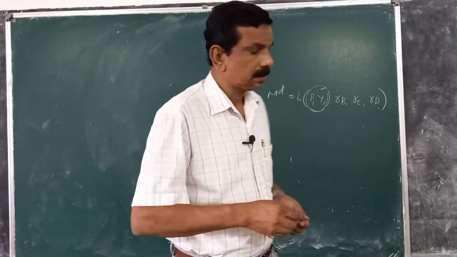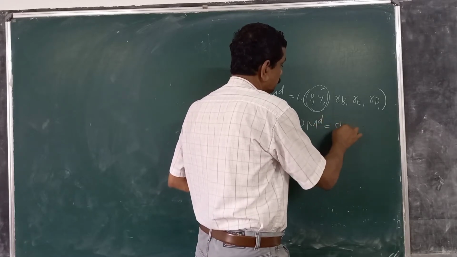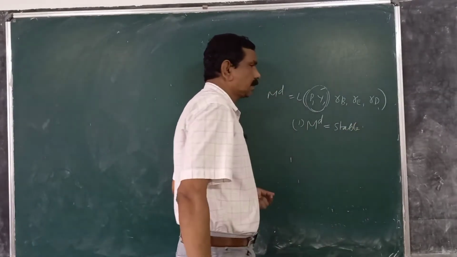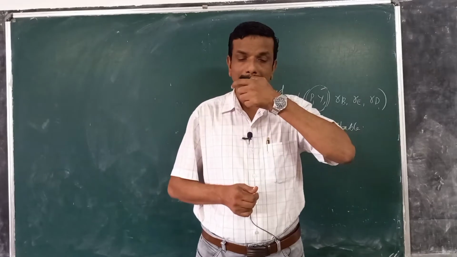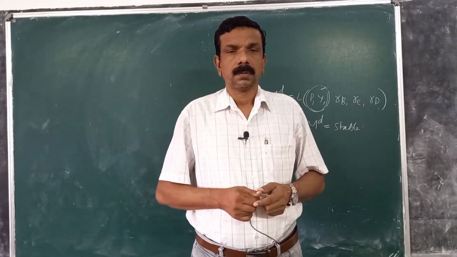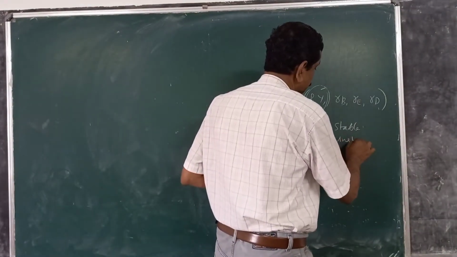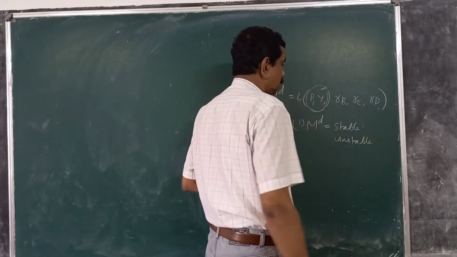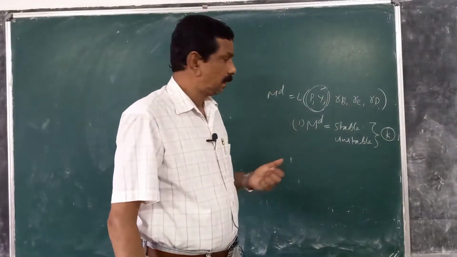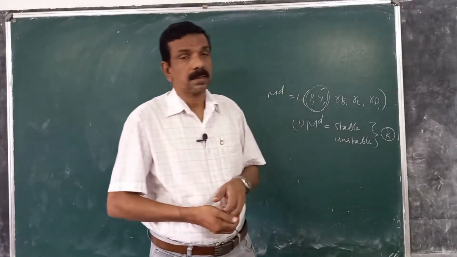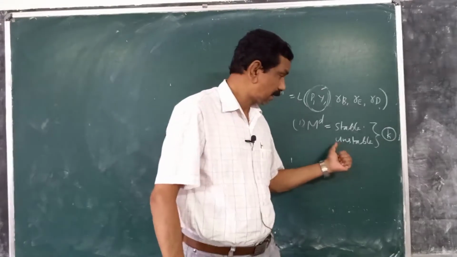The first difference is Friedman's demand for money function is stable. But Keynes' money demand function is unstable. Remember this. The question is whether K is a constant or not. According to Milton Friedman, K is stable, but according to Keynes, K is unstable.